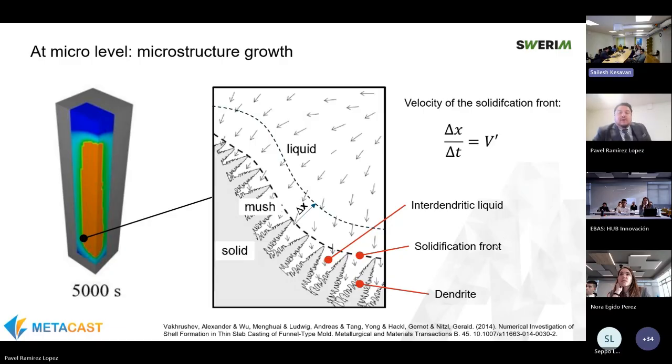Another interesting definition here will be that we have the dendrites growing, and we have the interdendritic liquid, which is everything that is in between the dendrites, which is yet to be solidified.